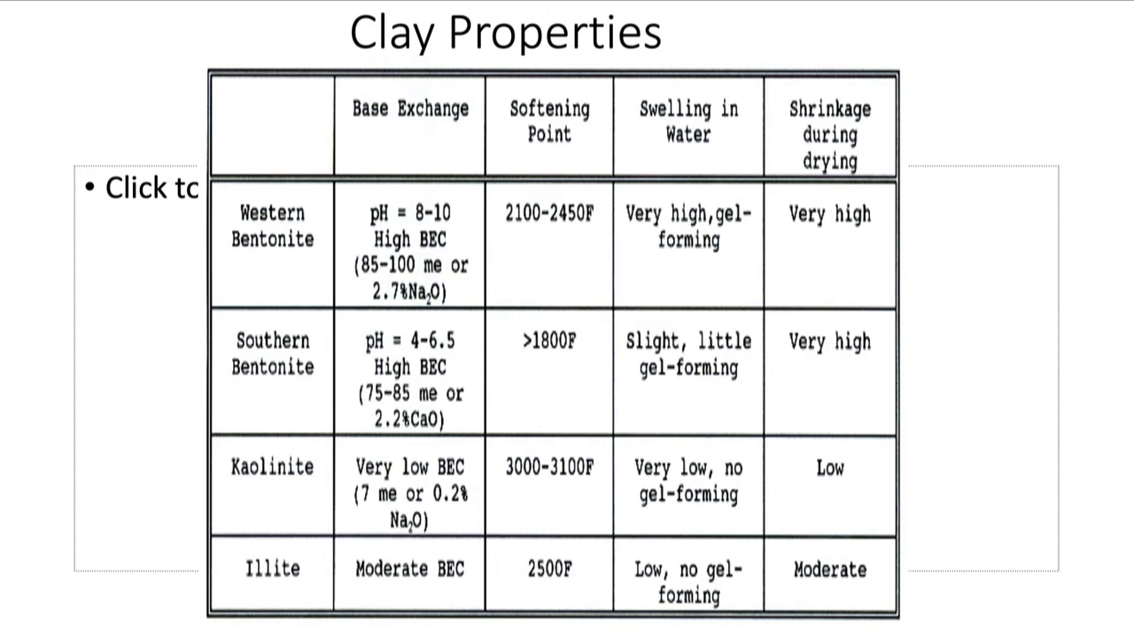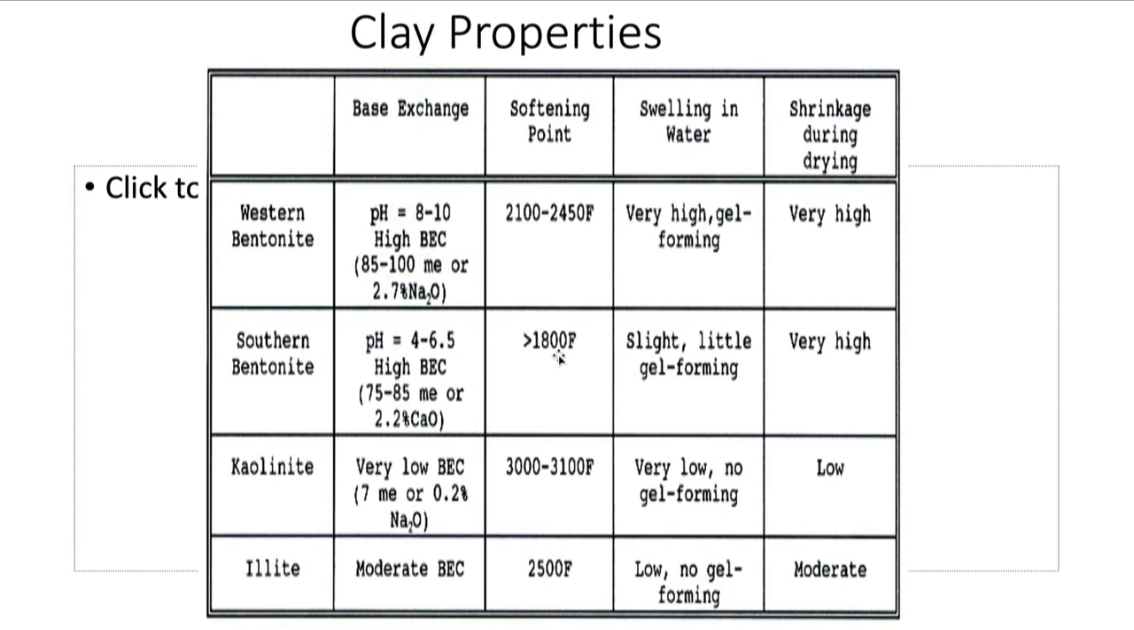What are the properties of different bentonites? Western bentonite is caustic or basic, whereas Southern bentonite is acidic. Okay, and you know, when you heat these materials, they start to soften at different temperatures.